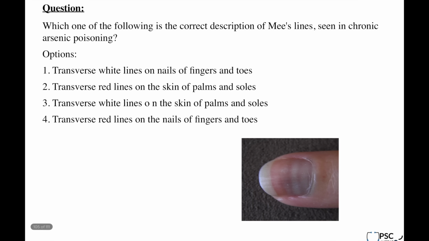Now, which of the following is a correct description of Mees lines? Mees lines, you see, are transverse white lines on the nails of the fingers and toes. So this is a fingernail abnormality, and these Mees lines, which are seen in chronic arsenic poisoning, are also seen in thallium poisoning. Thallium poisoning also, they are seen.